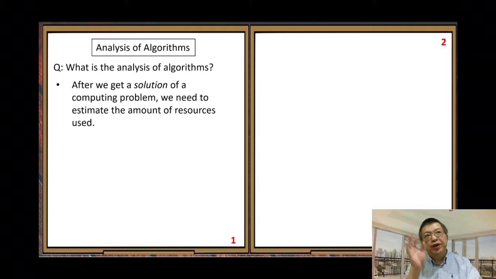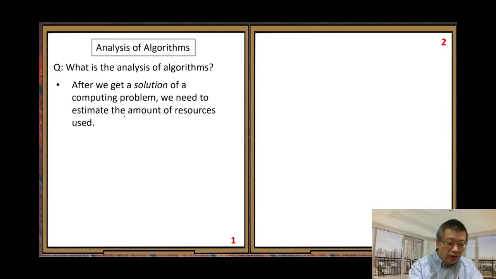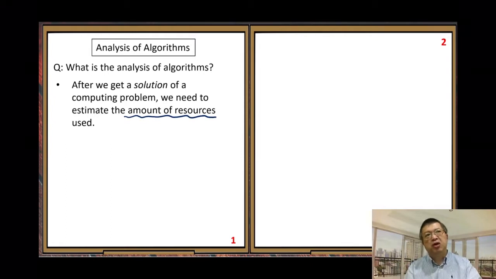Usually after we get a solution, we need to estimate the amount of resources used in the current solution. So what do you mean by amount of resources? What kind of resources are you talking about? Here we mean two types of resources. The first one is the running time. That's the most important resource, so we call it the primary resource. The top concern.